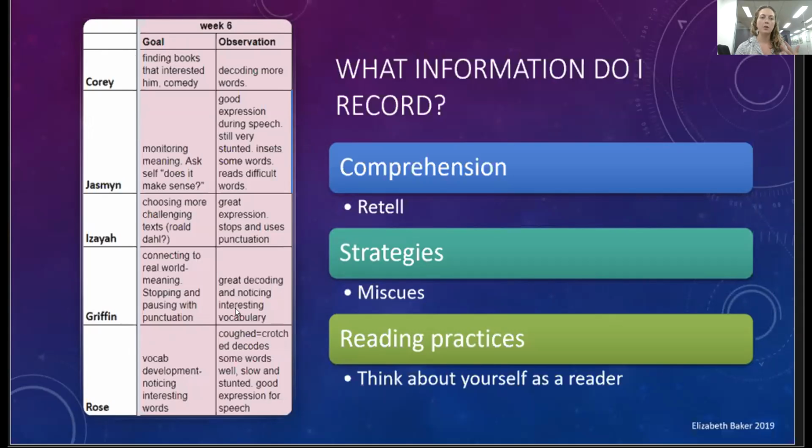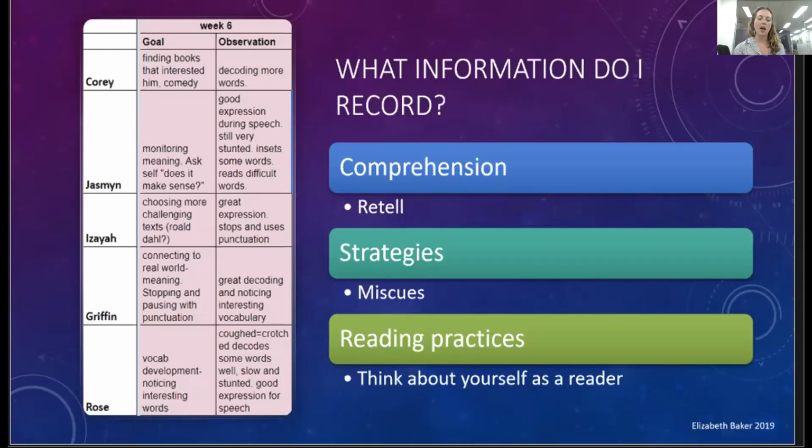So this was a really good way, I found, of keeping check that I was being able to conference with all the students. It also gives you a bit of insight into some of the information to record in a reading conference. So this book talks about recording students' comprehension and their reading strategies when you're writing some conference notes. And there's some really good ideas there of what to think about as you're running that conference.